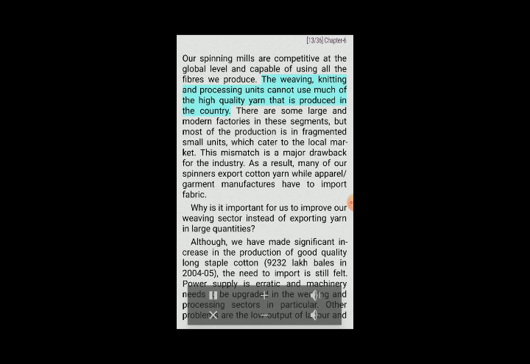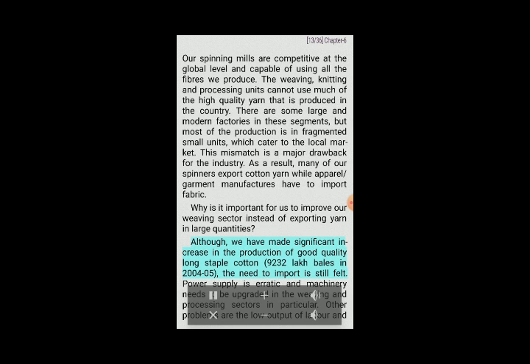The weaving, knitting and processing units cannot use much of the high-quality yarn that is produced in the country. There are some large and modern factories in these segments, but most of the production is in fragmented small units, which cater to the local market. This mismatch is a major drawback for the industry. As a result, many of our spinners export cotton yarn while apparel and garment manufacturers have to import fabric. Why is it important for us to improve our weaving sector instead of exporting yarn in large quantities?